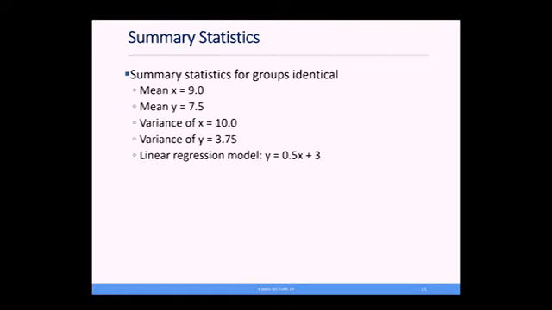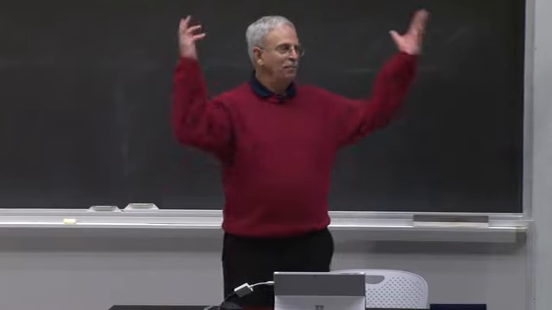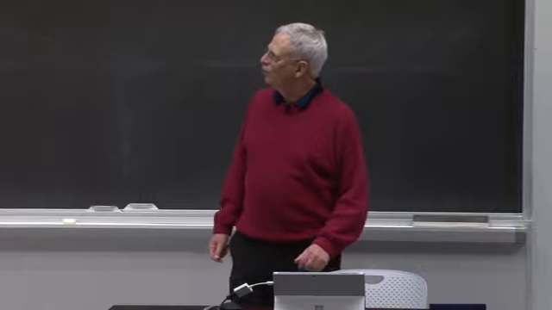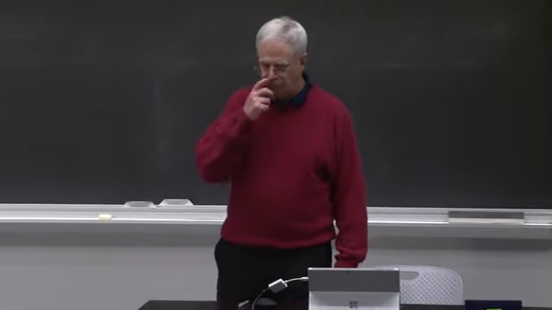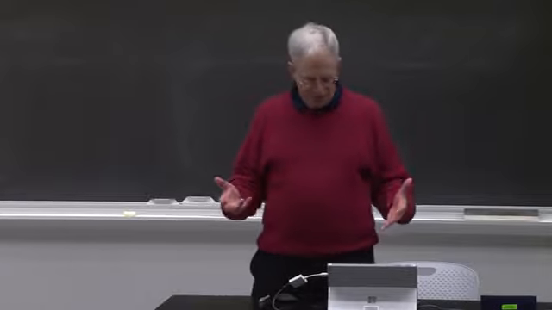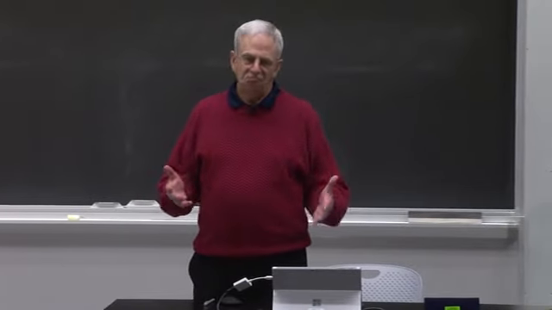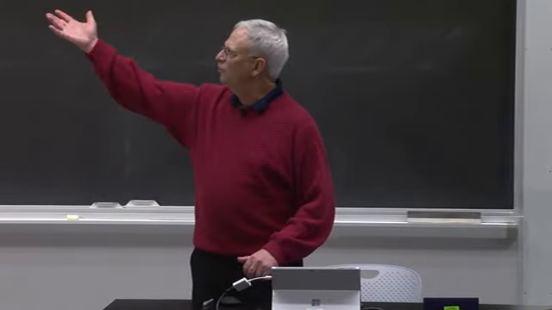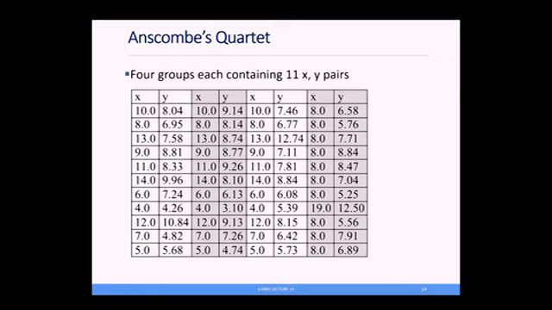Each of those pairs has the same mean value for x, the same mean for y, the same variance for x, the same variance for y. And then I went and fit a linear regression model to it, and lo and behold, I got the same equation for every one: y equals 0.5x plus 3. So that raises the question, if we go back, is there really much difference between these pairs of x and y?